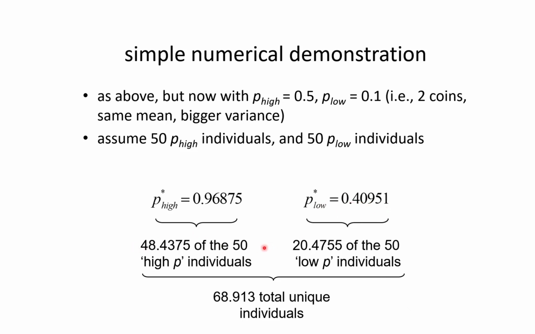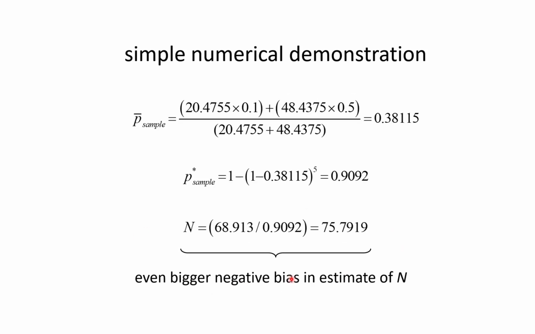That's the expected number of the 50 high P individuals we expect to see. There's the expected number of the low individuals that we expect to see. And the total of those two values combined is 68.913. We repeat the same exercise to calculate a weighted average of the sample. So it'll be 0.38. P star is 0.9092. 0.9092 is even lower. So our estimate of n is even smaller than it was, an even bigger negative bias. Instead of 100, or even instead of 93 or 94, it's all the way down to 75.8, which is a very, very strong negative bias.